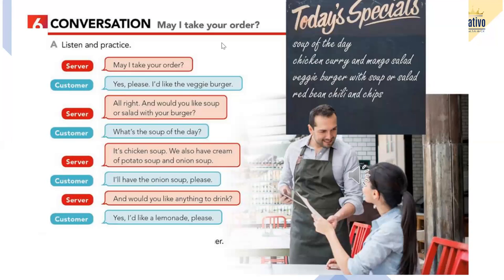Page 88. Exercise 6. Conversation. Part A. Listen and practice. May I take your order? Yes, please. I'd like the veggie burger. All right. And would you like soup or salad with your burger? What's the soup of the day? It's chicken soup. We also have cream of potato soup and onion soup. I'll have the onion soup, please. And would you like anything to drink? Yes, I'd like a lemonade, please.